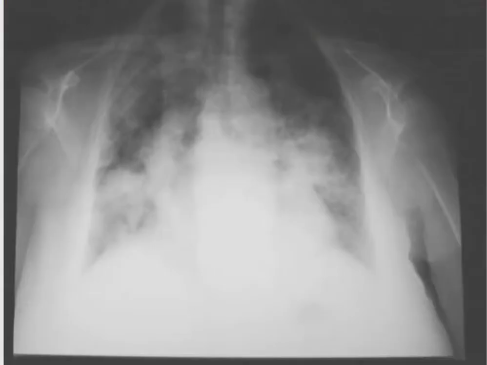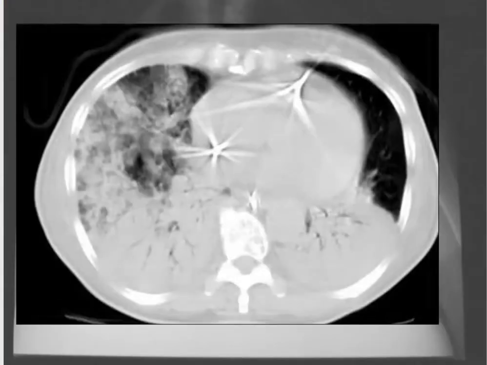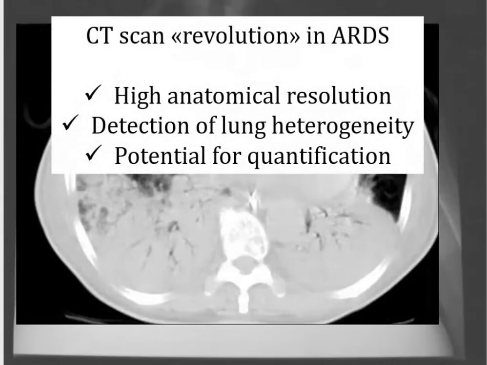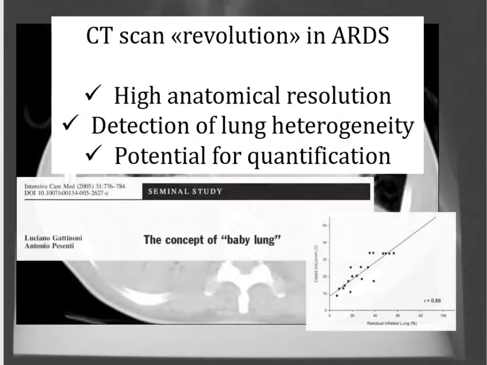So CT scan is really part of the history of ARDS and mechanical ventilation. CT scan led to the revolution of our view on ARDS, with the introduction in the 80s of the concept of the baby lung, which tells us that the lung is not stiff per se, but that the lung in patients with ARDS is stiff because it is small, and the smaller the size of the baby lung, the more stiff it is.